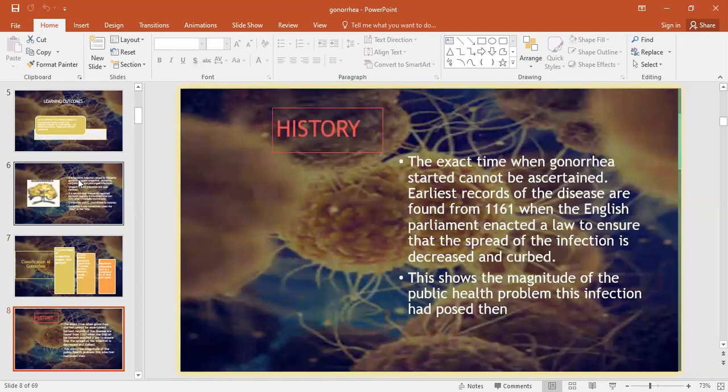History. The exact time when gonorrhea started cannot be ascertained. Earliest records of the disease are found from 1161, when the English Parliament enacted a law to ensure that the spread of the infection was decreased and curbed. This shows the magnitude of the public health problem this infection had posed then.